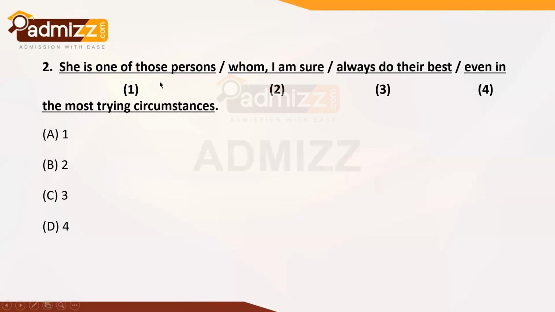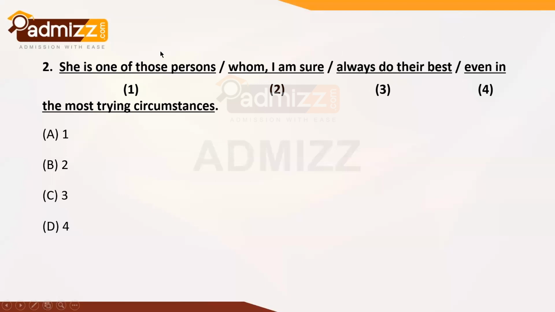So the first part of the sentence is grammatically correct. Now, "whom I'm sure." We'll get back to this later. We'll be explaining why three is right and not incorrect. "Always do their best," right? So, one of those people who always do their best.